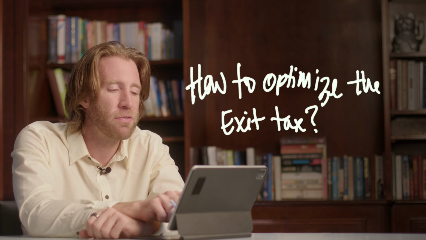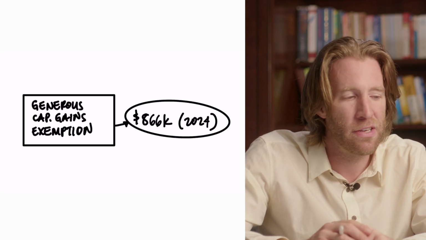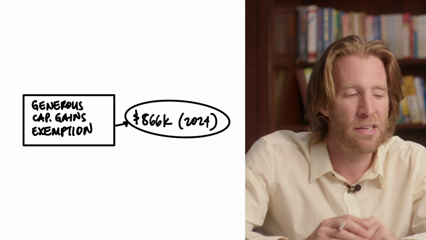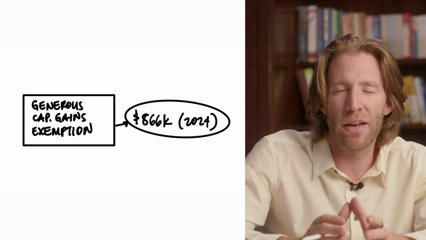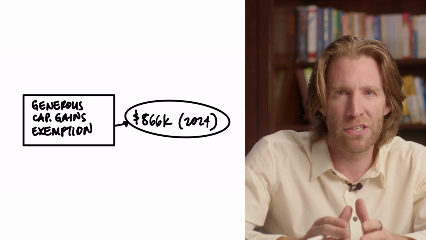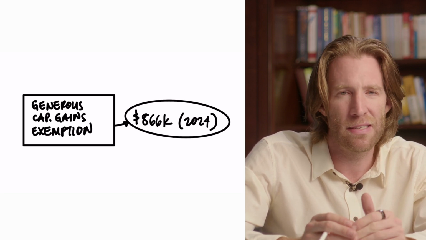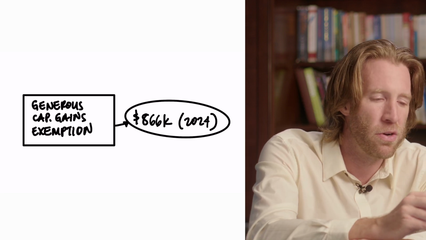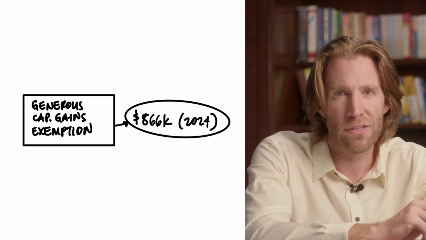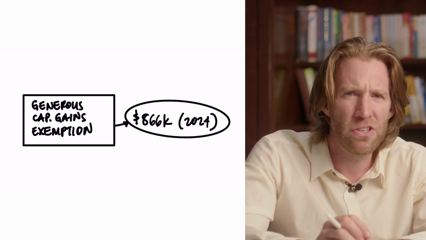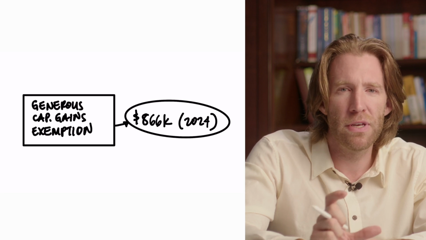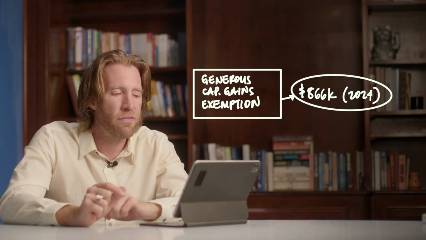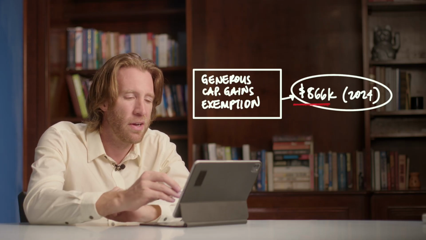And finally, how to optimize for the exit tax. As I explained previously, there is a capital gains exemption on the exit tax of $866,000 in 2024. So as long as this hypothetical sale of assets the day before your renunciation has capital gains of less than $866,000, then you're in a position where you do not have to pay an exit tax. It is even more important to strategically gift assets that have very high built-in unrealized capital gains. The assets with lower unrealized capital gains can then fall under this $866,000 exemption.